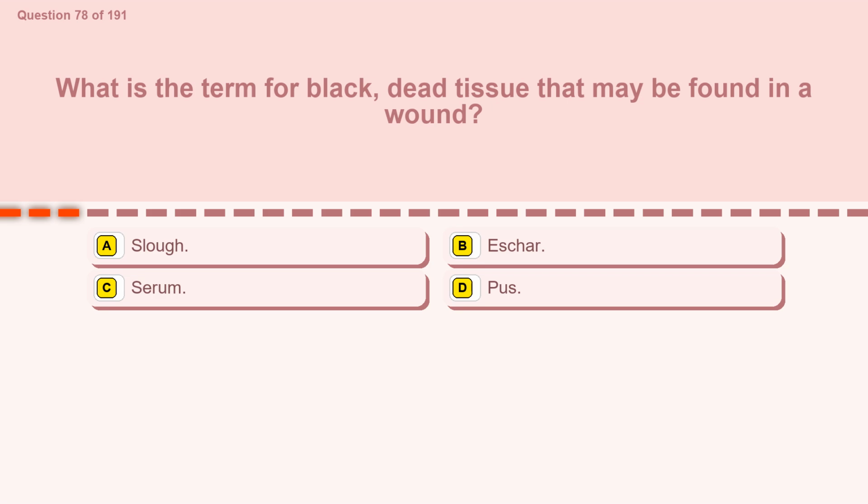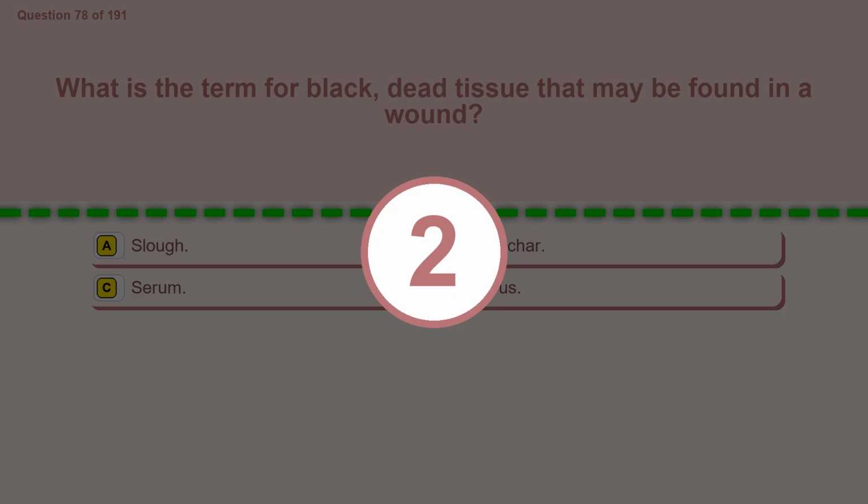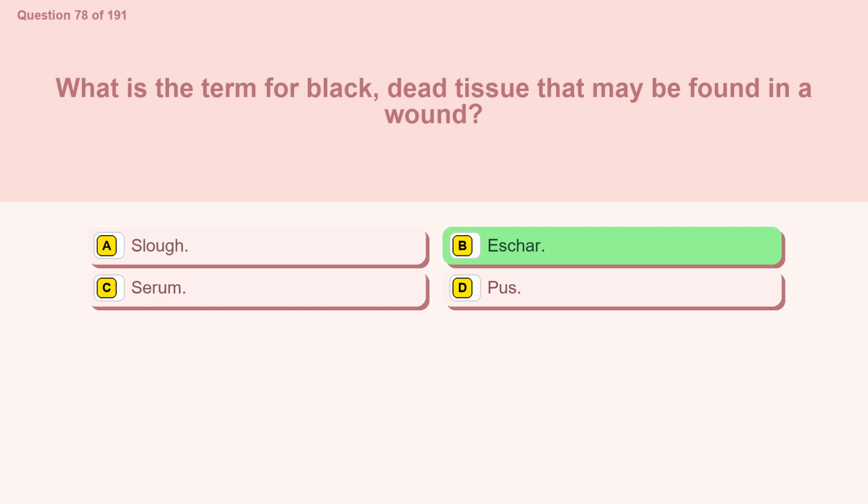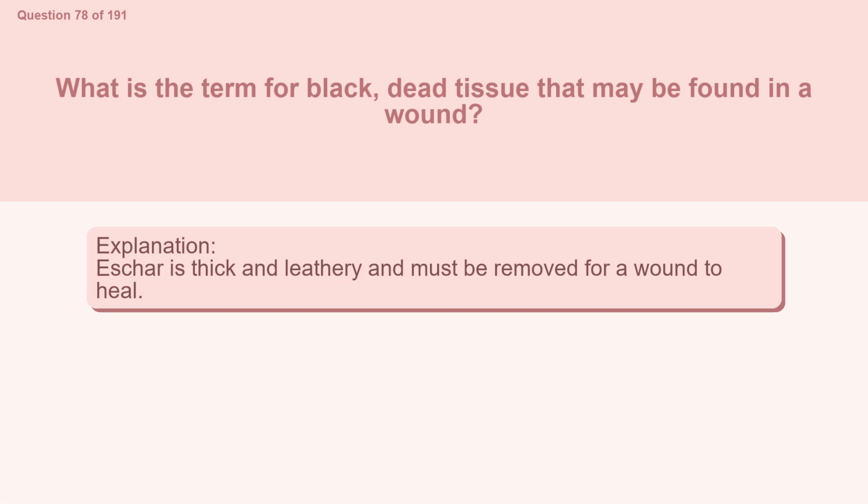Question 78. What is the term for black, dead tissue that may be found in a wound? Option A, a slough. Option B, eschar. Option C, serum. Option D, pus. The correct answer is option B, eschar. Eschar is thick and leathery and must be removed for a wound to heal.